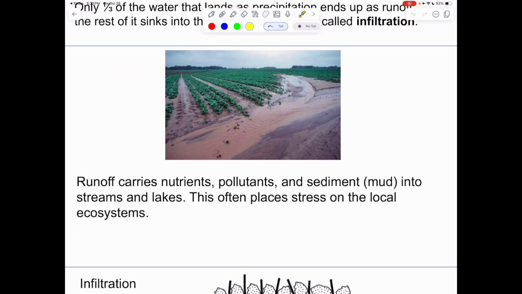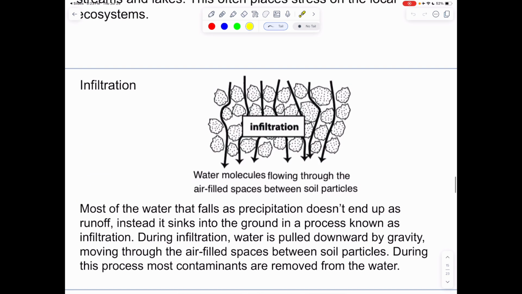Now, unfortunately, runoff can carry nutrients, pollutants, and sediments with it. So we can really stress local ecosystems when there's too much runoff. We're going to get into a lot of that later. All right, let's talk about this infiltration.